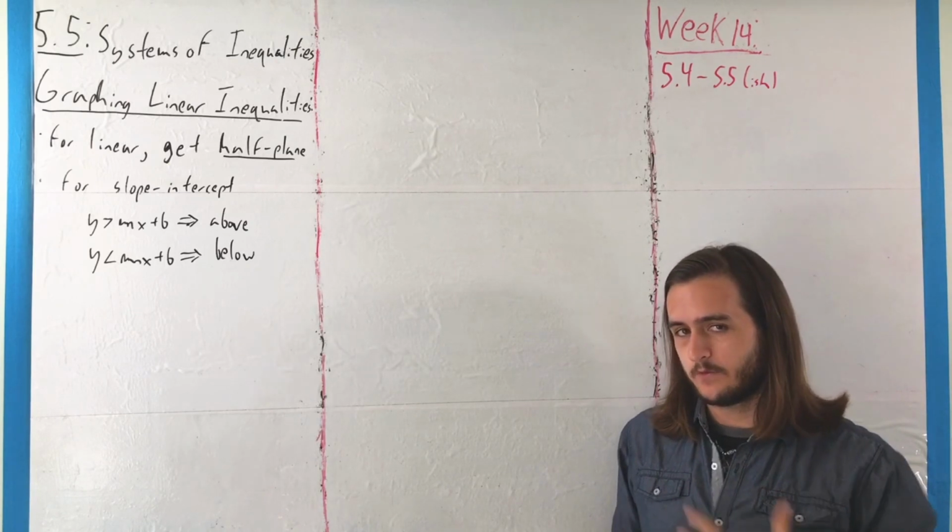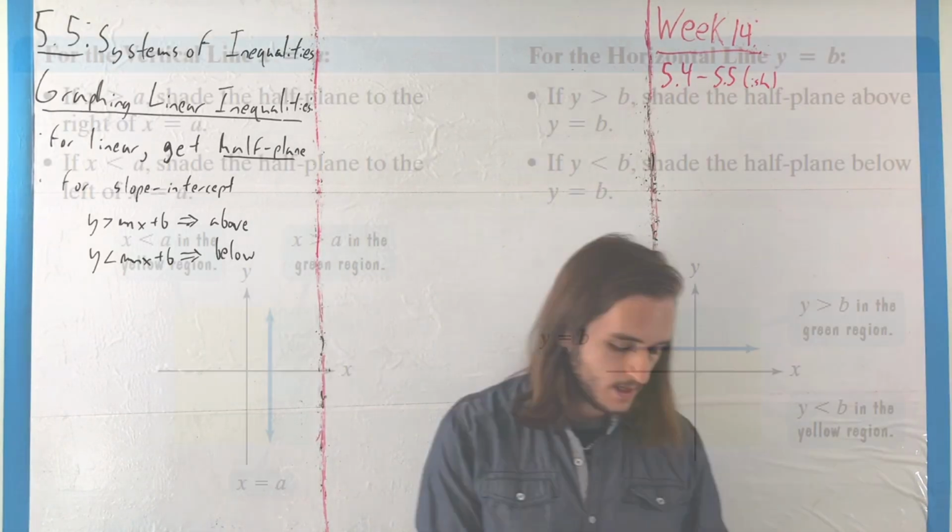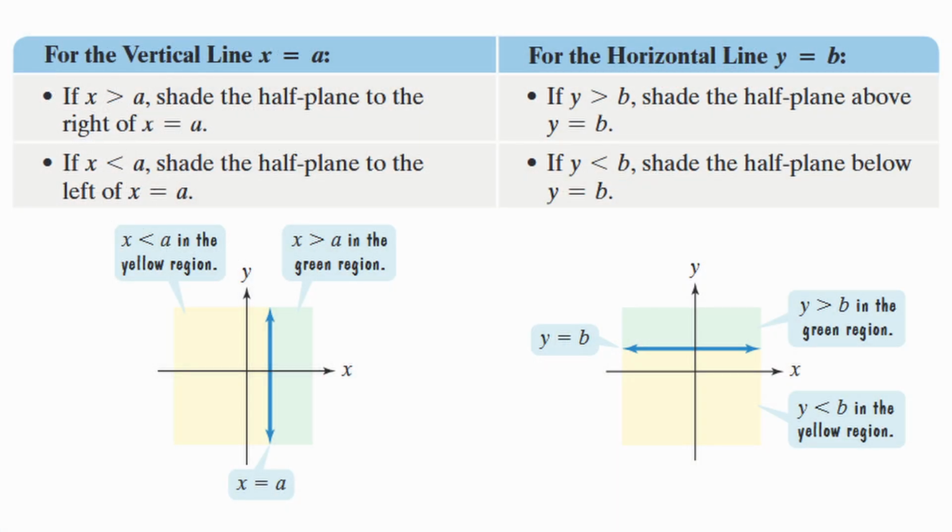And similarly, if we have horizontal and vertical lines, if we have things like x equals a, and x is bigger than for our inequality, then we go to the right. Whereas if x is less than, we go to the left. Because bigger than along horizontal is to the right, smaller than is to the left. Similarly, if it's a horizontal line, y equals b, if we're looking for bigger than b, we go above, less than b, we go below, because up is bigger on the rectangular plane.